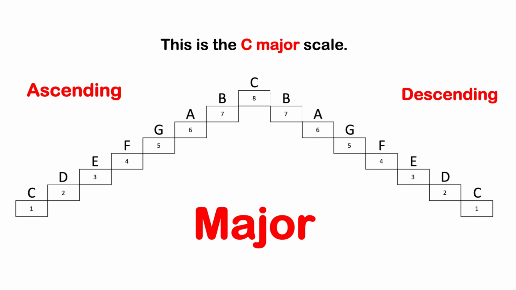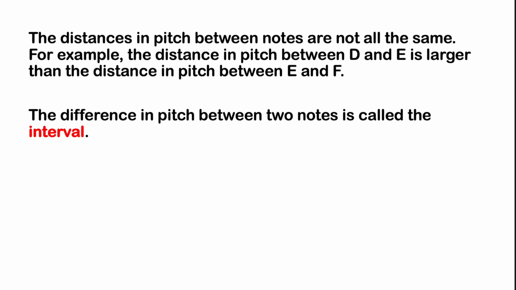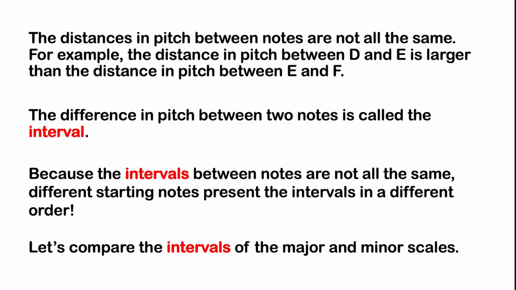So why is that? Well, it's actually because the distance in pitch between each note is not the same. For example, the distance in pitch between D and E is actually larger than the distance in pitch between E and F. And that difference in pitch between two notes is called an interval. Now, because the intervals between notes are not all the same, if we start on different notes, then they are presented in a different order.